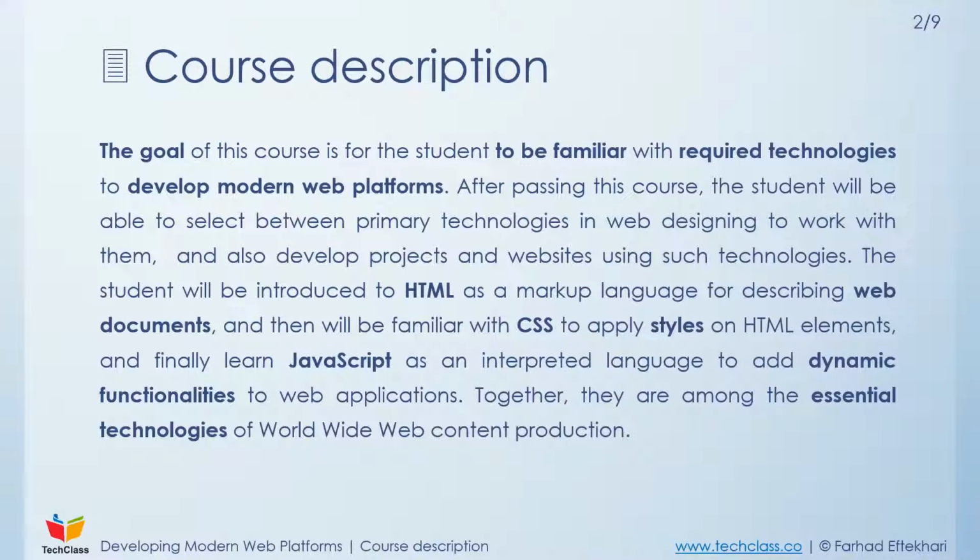The goal of this course is for the student to be familiar with required technologies to develop modern web platforms. After passing this course, the student will be able to select between primarily technologies in web designing to work with them, and also develop projects on websites using such technologies. The student will be introduced to HTML as a markup language for describing web documents, and then will be familiar with CSS to apply styles on HTML elements, and finally learn JavaScript as an interpreted language to add dynamic functionalities to web applications. Together, they are among the essential technologies of World Wide Web content production.